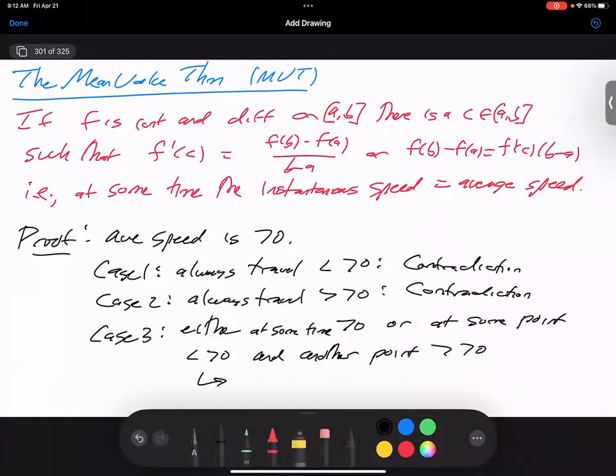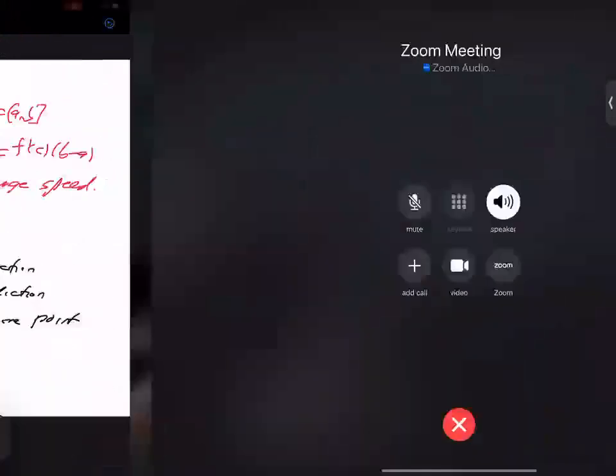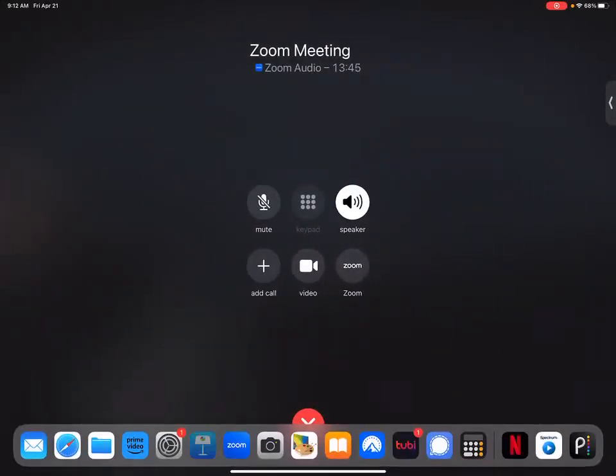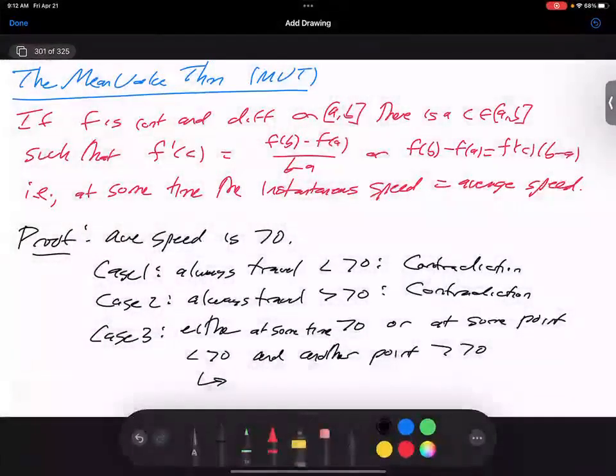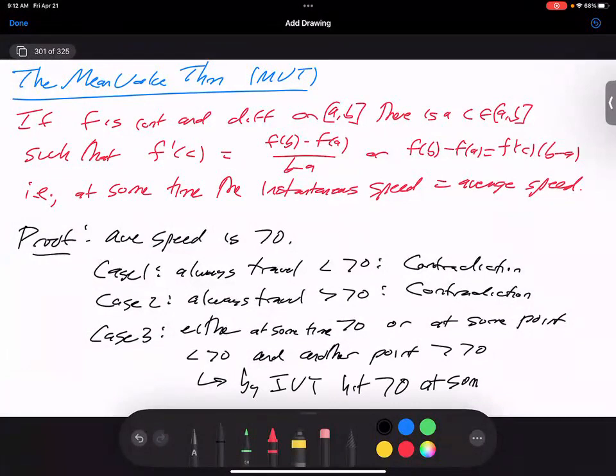Intermediate value theorem. There's probably a reason we did the intermediate value theorem first, right? So by the intermediate value theorem, we hit 70 at some time.